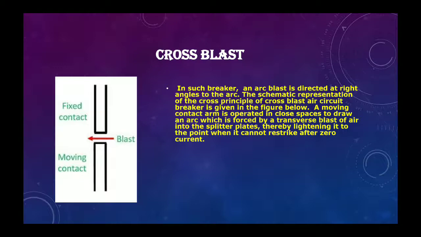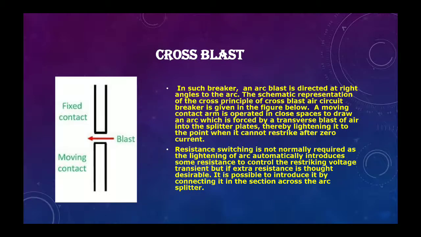So in such breakers, an air blast is directly at right angles to the arc, or if the contacts are in vertical position, then the air blast is charged from the horizontal position. The schematic representation of the cross blast principle of circuit breaker is given in the figure. A moving contact arm is operated in a closed space to draw an arc which is forced by a transverse blast of air into the splitter plates, thereby lengthening it to the point where it cannot restrike after current zero.